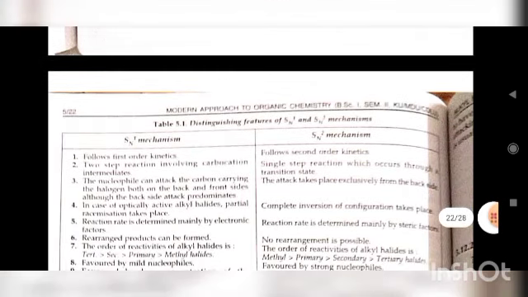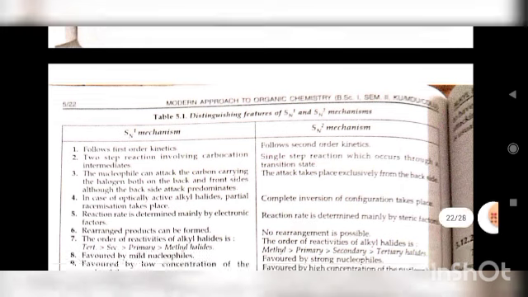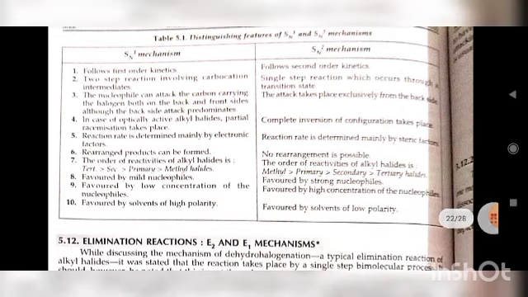SN1 mechanism follows first order kinetics. Distinguish between SN1 and SN2. SN1 follows first order kinetics, SN2 follows second order kinetics. SN1: two-step reactions involving a carbocation intermediate. SN2: single-step reactions which occur through a transition state.